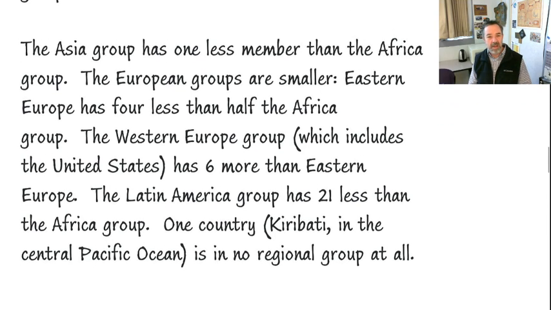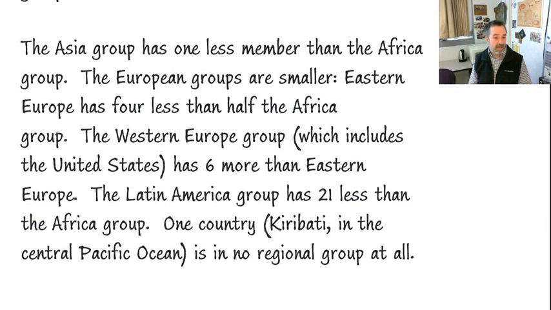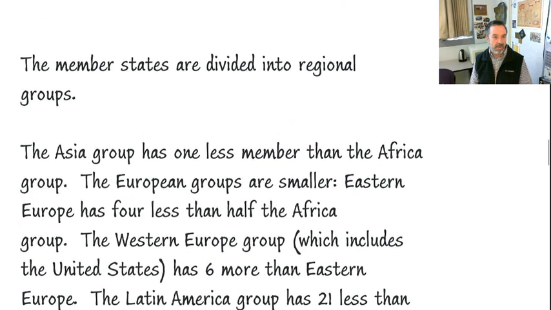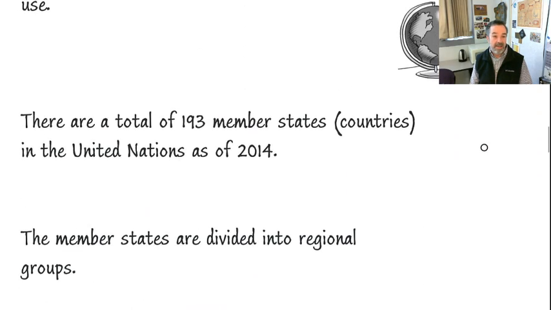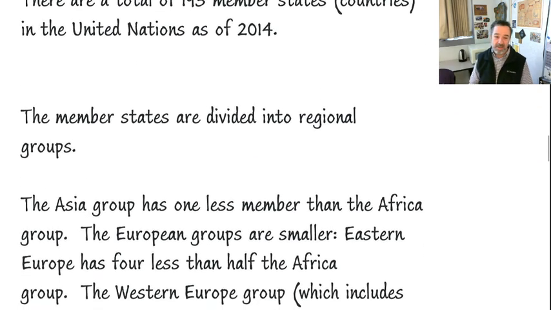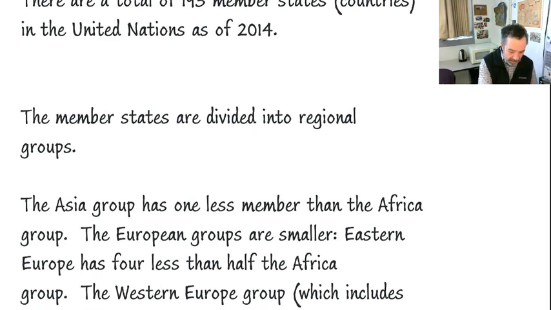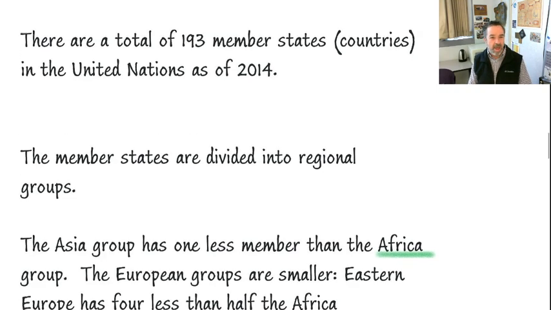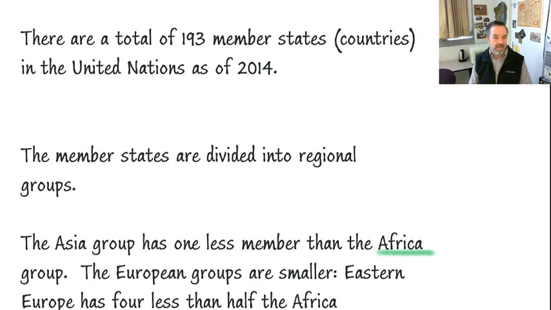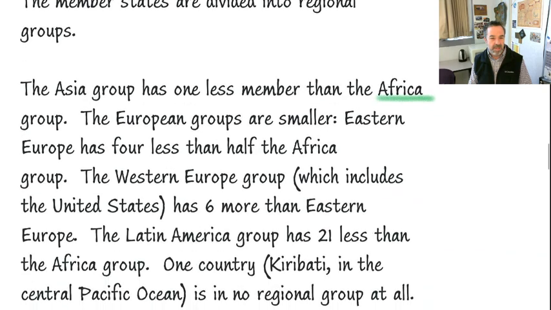And I will be online all day if you have questions or you have a difficult time getting started with this. But my expectation is that you will define a variable, and I will just say because the Asia group is given in terms of the size of the Africa group, I would suggest let A equal the size of the Africa group and then go from there and see what happens. But remember, they do add up to 193 member states, and let's see how far you go.